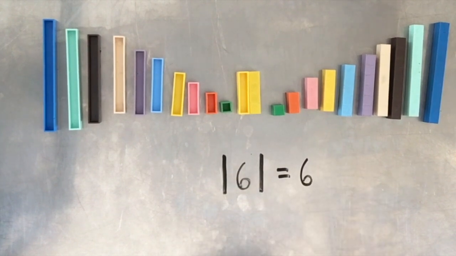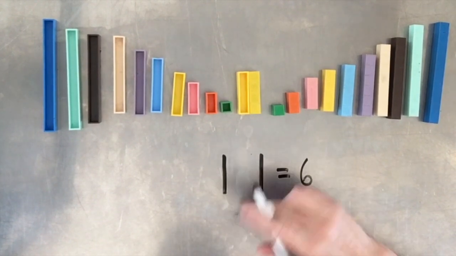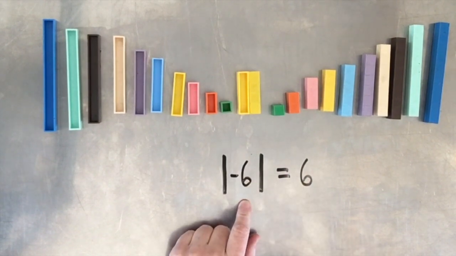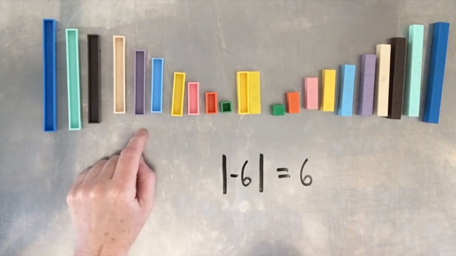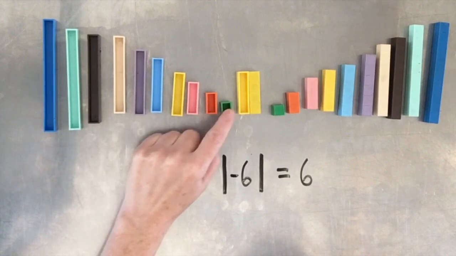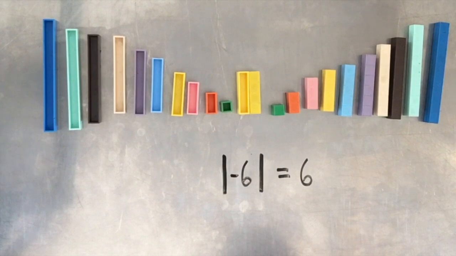But guess what? -6 has the same absolute value because it's the same amount of steps from 0. There's -6. Let's walk back. 1, 2, 3, 4, 5, 6. So they both have the same absolute value. So absolute value is just talking about how many steps are you from 0.